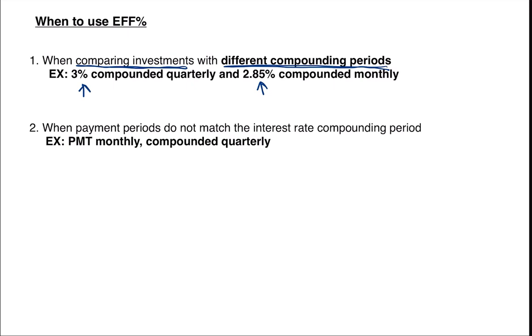Another time to use effective rates is when the payment periods of the investment do not match the interest rate compounding period. So for example, you have a payment due monthly, but your interest is compounded quarterly. So again, we're going to use effective rates when we're comparing investments that have different compounding periods, or when we have payment periods that do not match the interest rate compounding period.